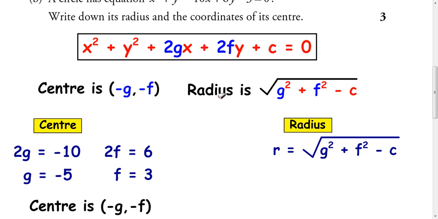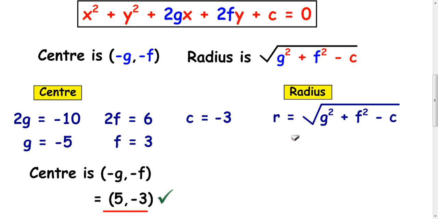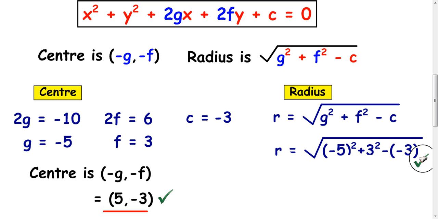To get the radius, we need to use this formula, the square root of g squared plus f squared minus c. c is -3 from up here. So sub those values in, -5 squared plus 3 squared, and it's take away -3. Some people miss that, they write just take away 3, but it's subtract -3 here, and you'll get a mark for doing that.